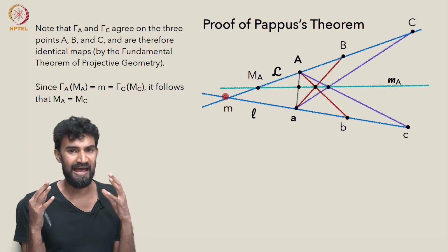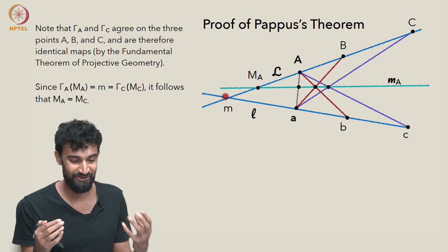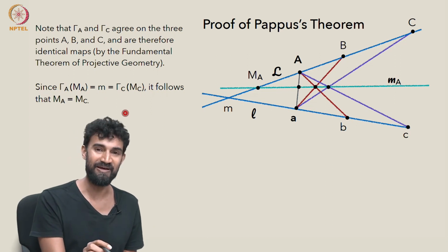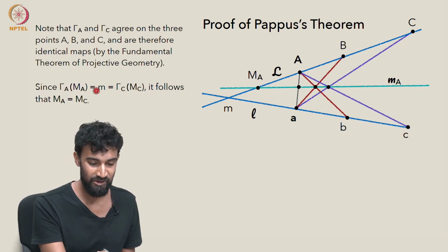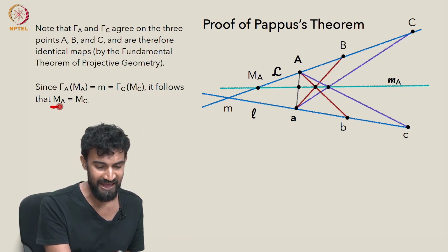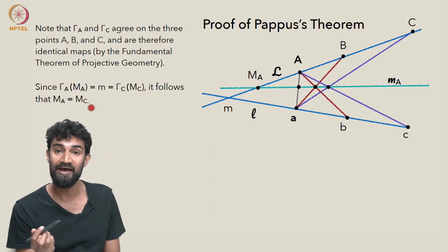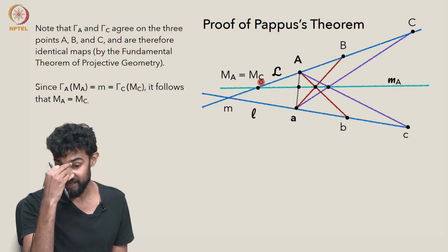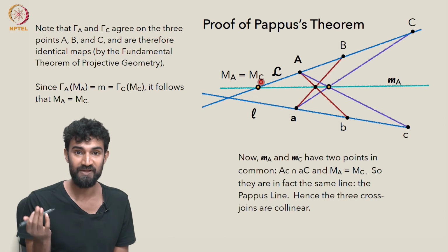Remember, these maps are actually the same map. They're in total agreement. Well, they're also bijections, by the way. Not only are they in total agreement, but they're also bijective maps. So that means that MA is equal to MC. These points MA and MC are in fact the same point.